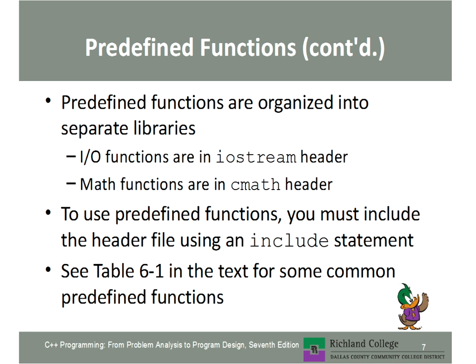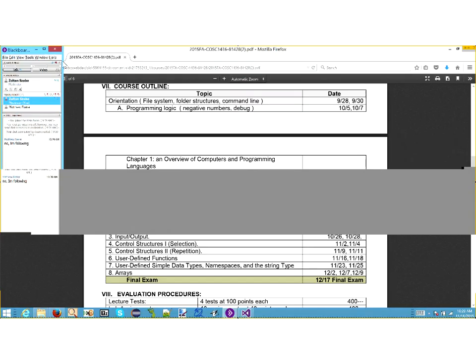Okay, so predefined functions are organized into separate libraries. So I/O functions are in the iostream header, so in that library. Sometimes the author intermixes these definitions. Headers hold the actual code and specialized functions, and a group of headers is grouped into a library. And when we say cmath is a library, it holds header files.